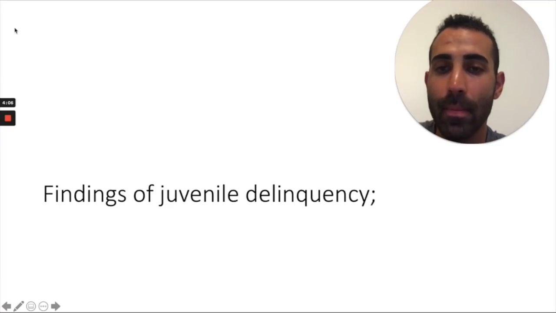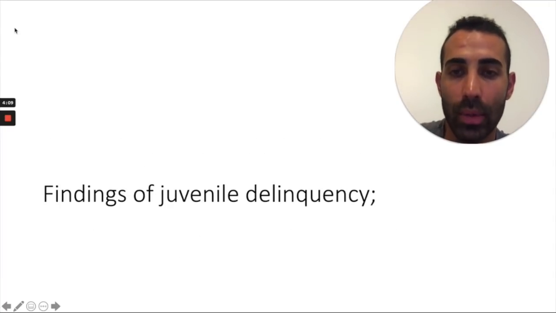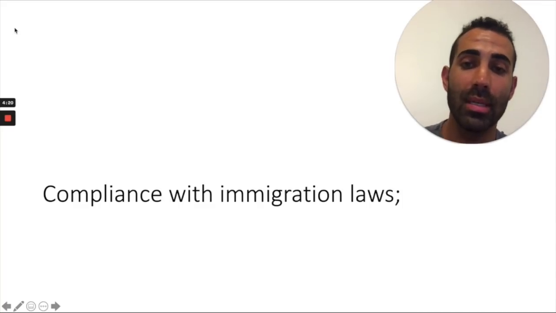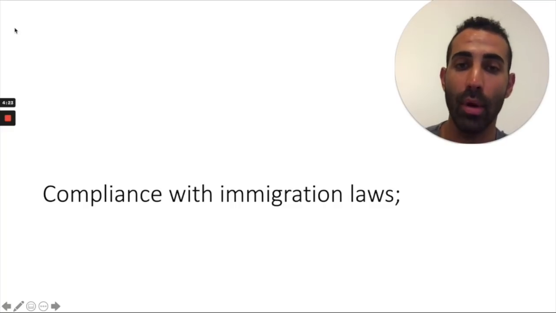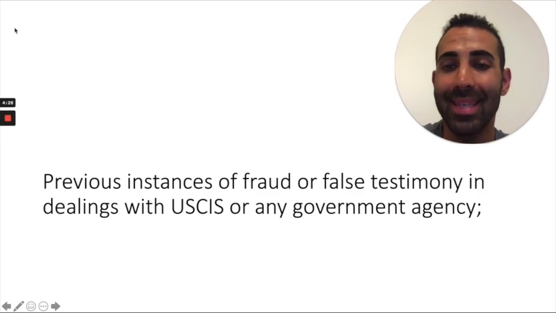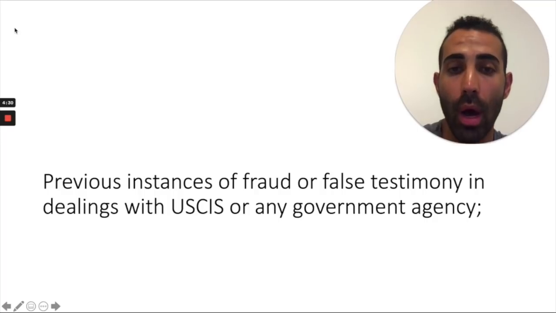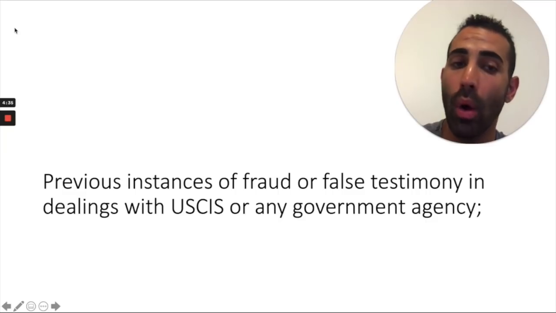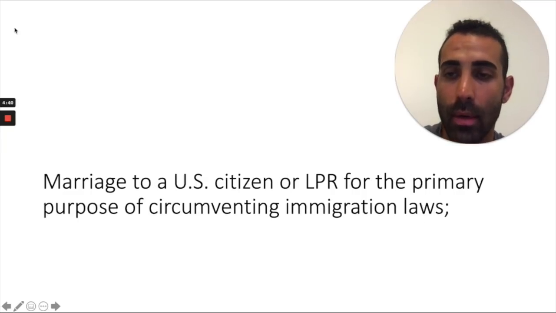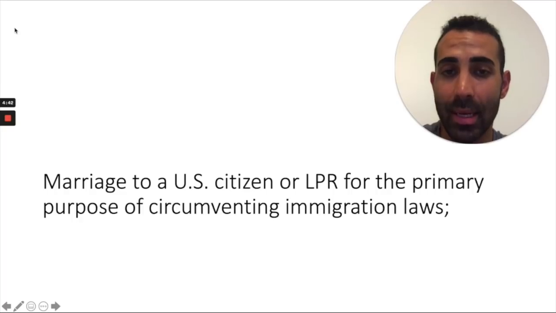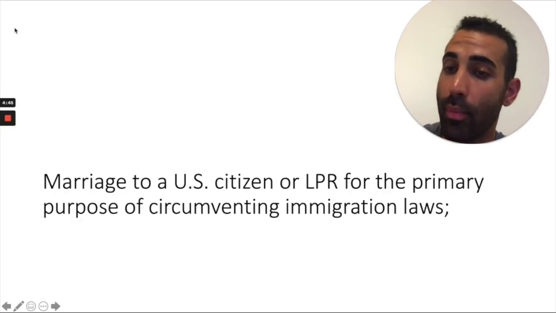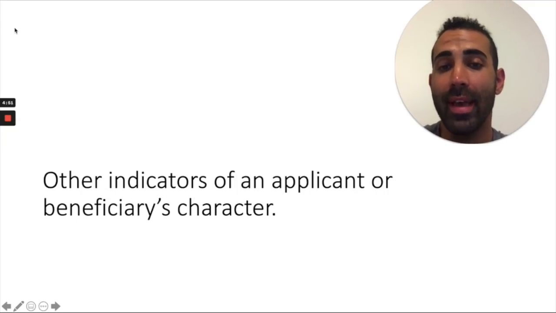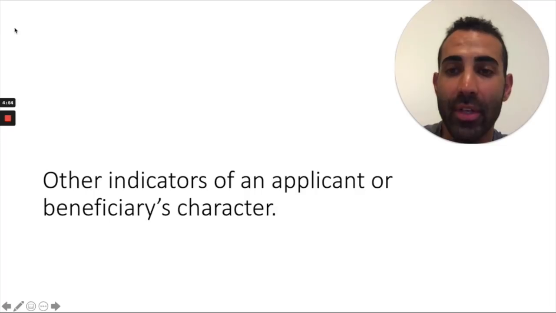Okay, next we have findings of juvenile delinquency. Compliance with immigration laws. So they would look to see how somebody has been upholding immigration laws in the past. Previous instances of fraud or false testimony in dealings with USCIS or any government agency. Next, marriage to a U.S. citizen or lawful permanent resident for the primary purpose of circumventing immigration laws. Next, we have other indicators of an applicant or beneficiary's character.